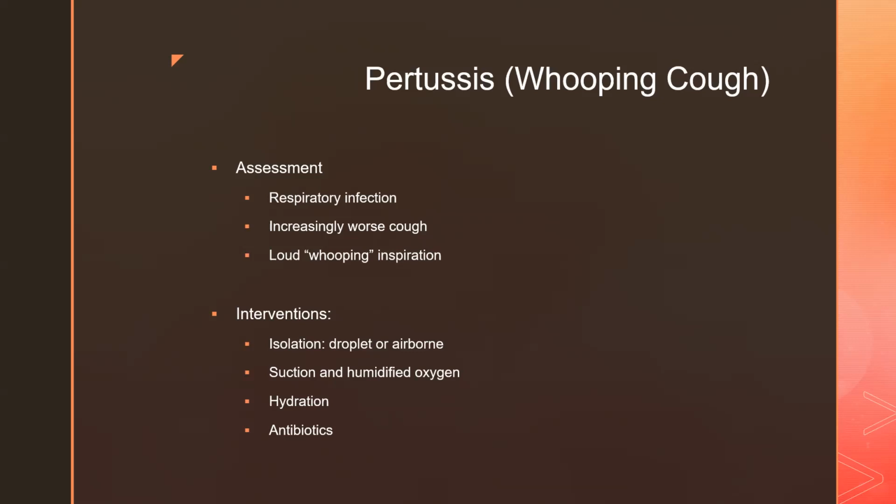So on our interventions, we typically will do droplet or airborne precautions. We are airway all day long, right? Because most of these are babies or small children that get infected. We know that small children and babies, infants, tend to have smaller airways. And so when that gets inflamed or it gets full of mucus and congestion, they can lose their airway. So suction and humidified oxygen. Make sure we have plenty of hydration, and then of course treat with antibiotics.